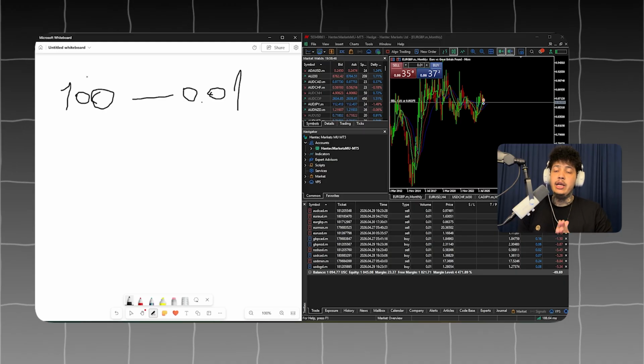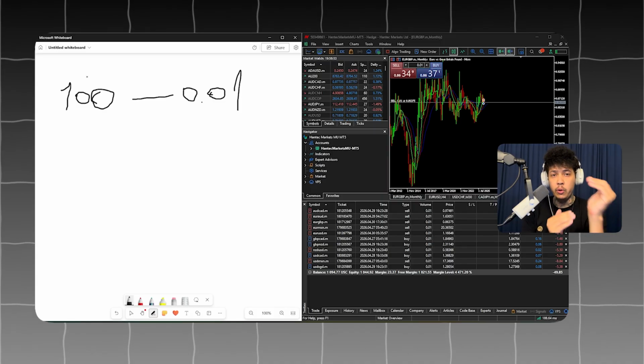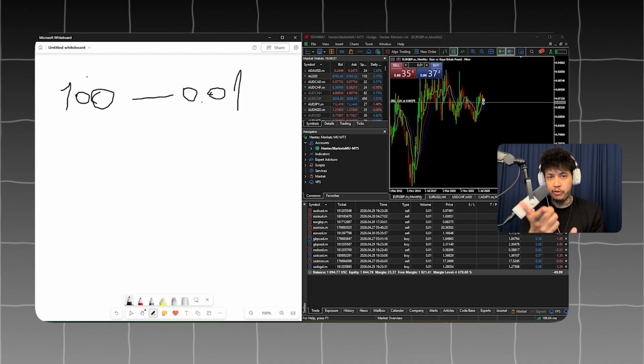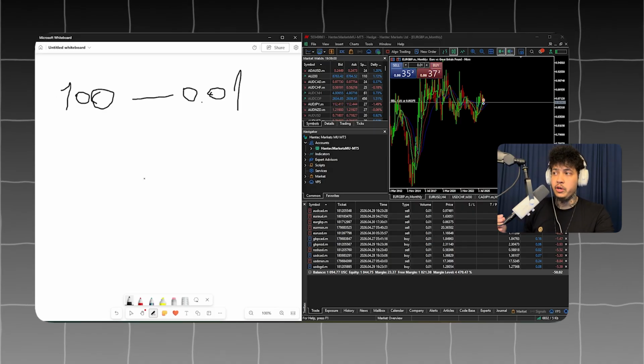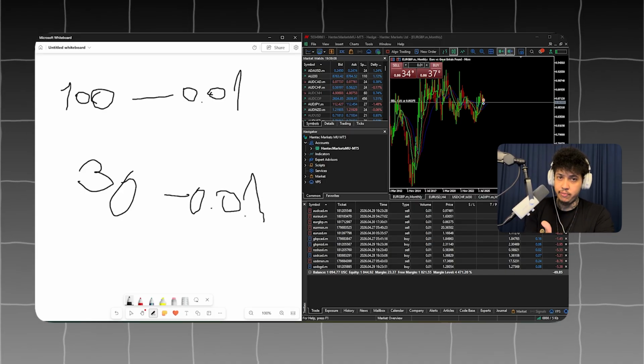That being said, if you understand a little bit of that foundation, it means that the higher the margin, the more conservative you are. The lower the margin, the riskier you are, but also the more profits you make. So for example, if you were to risk, I don't know, maybe $30 per 0.01, it is more risky, but you also make more money, right?